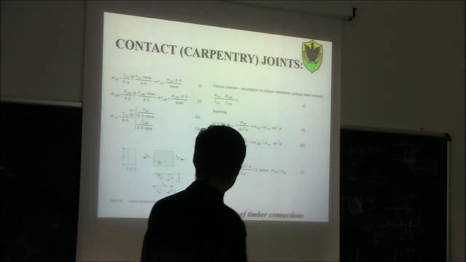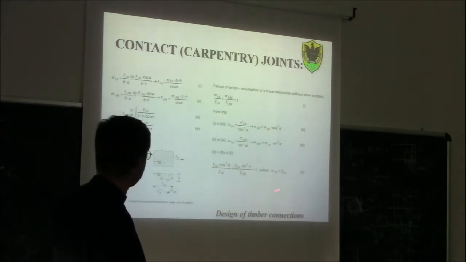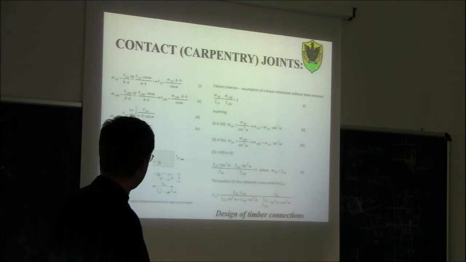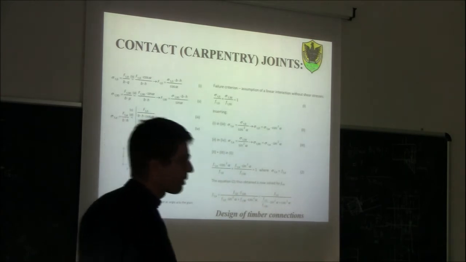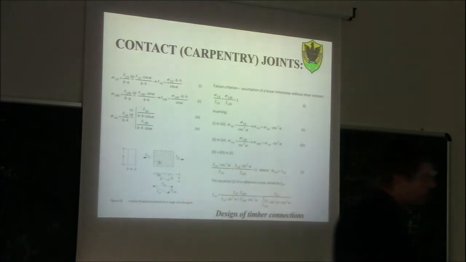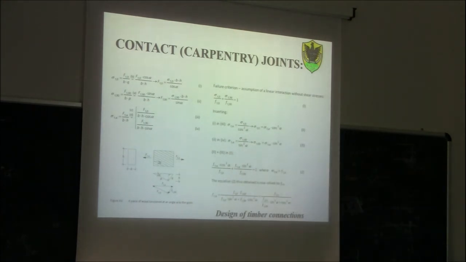where in the end, by making some sort of substitution here, you end up with this criteria, which is the Hankinson equation. So this is the equation that we mentioned some time ago when we were talking about design or strength verification at the angle of the grain. So in this equation here, you see Ft alpha.